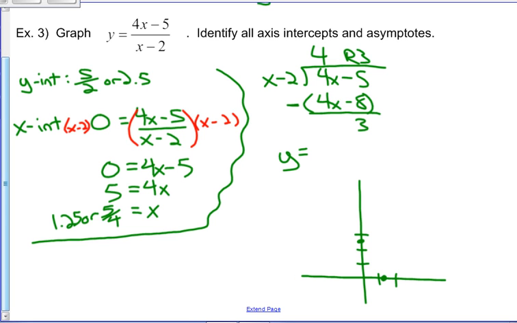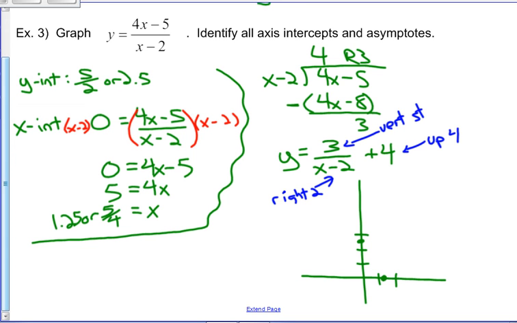So that means the function can be written as 3 over x minus 2 plus 4. Aha! Now we know what's going on with this function. It's a butterfly that's moved right 2, up 4, and vertical stretch by a factor of 3.